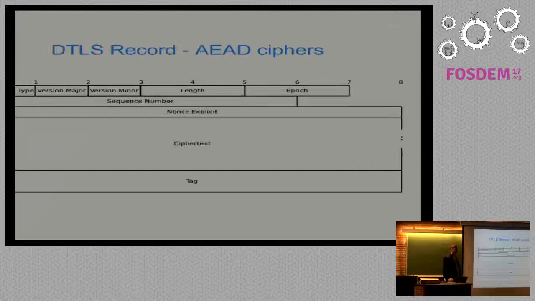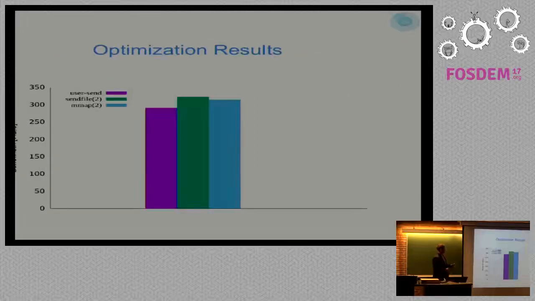If we look at the optimization results, we have benchmarks of user send. That means you use GnuTLS send or OpenSSL send. So you do encryption in user space and you pass the encrypted record to the kernel. In this particular scenario, the sendfile operation was faster by 10% on average. We also benchmarked it using mmap. So we mapped the whole file into memory in user space. We encrypted it and sent it using user send.